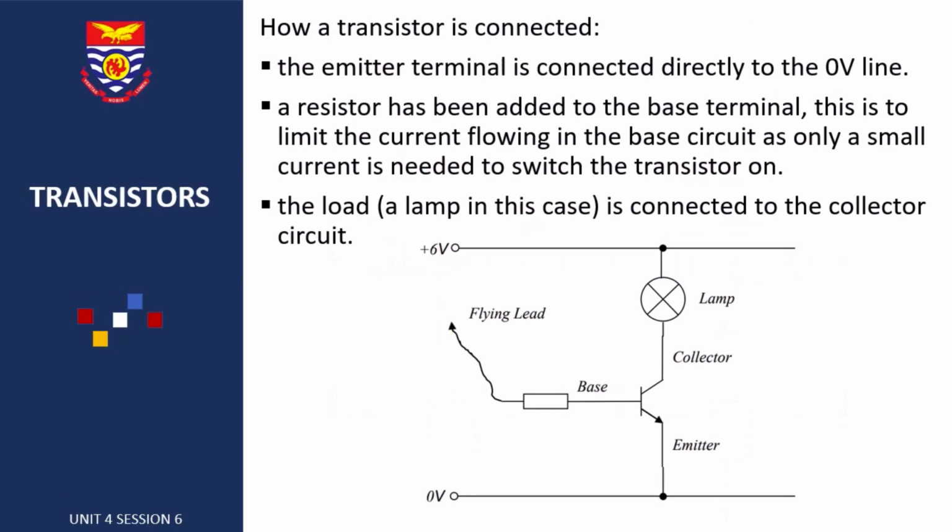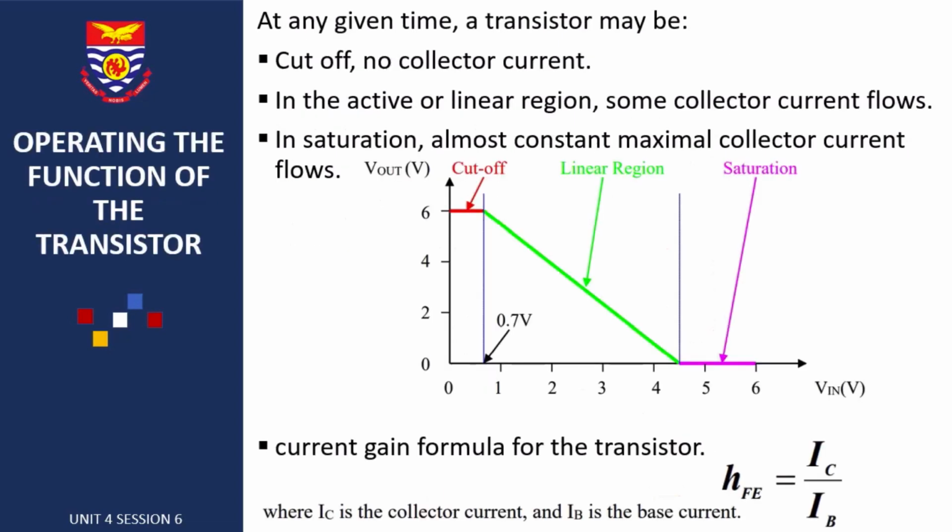So let's look at how a transistor is connected. The first point we are going to note is 1. The emitter terminal is connected directly to the 0V line. And here our 0V line is this particular one. So here's the 0V. 2. A resistor has been added to the base terminal. This is also to limit the current flowing in the base circuit, as only a small current is needed to switch the transistor on. And lastly, the load or the lamp, that is this one, is connected to the collector circuit.